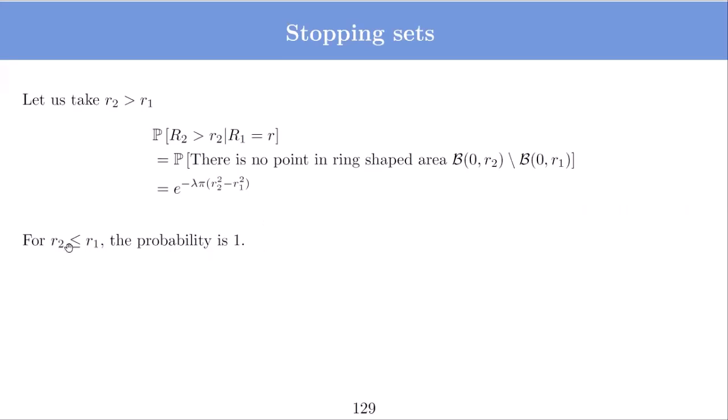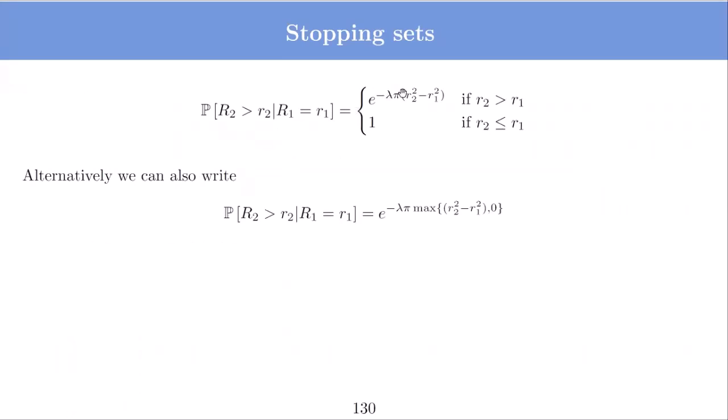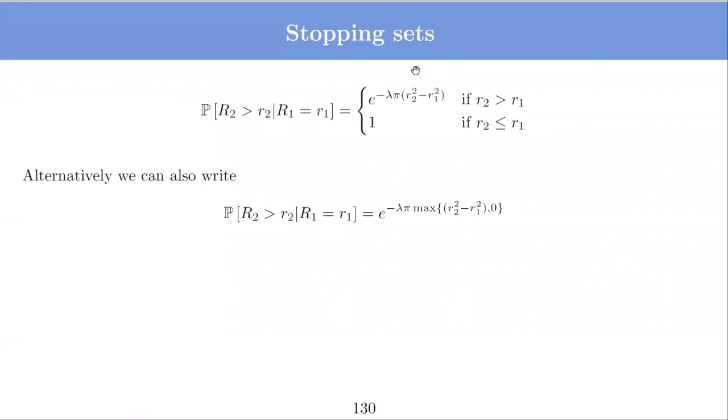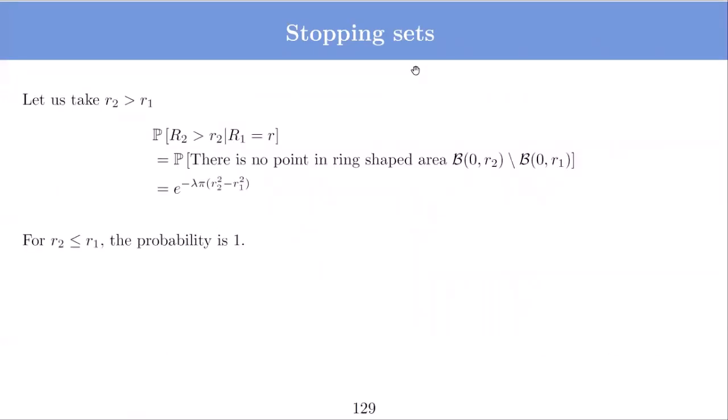And if r2 is smaller than r1, then the probability is 1, because if r2 is smaller than r1, then of course R2 will be more than R1, so R2 will of course be more than small r2. So this is what we get. Alternatively, we can also write this way: the probability that R2 is more than r2, given that R1 is at r1, is equal to e to the minus lambda pi max of r2 square minus r1 square comma 0.